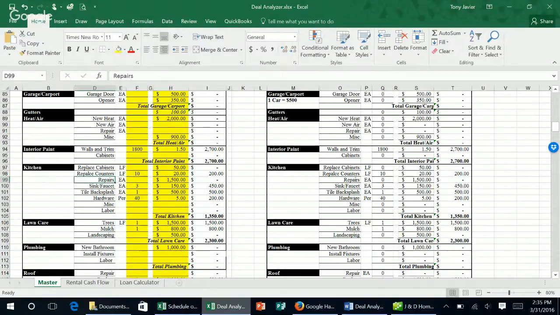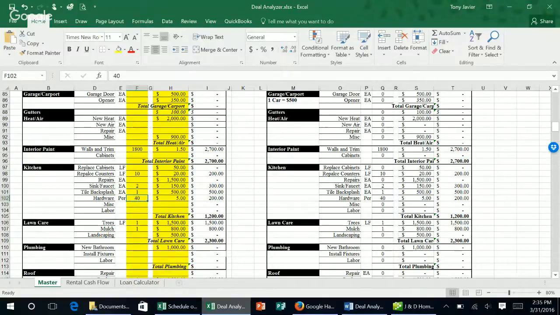Other miscellaneous repairs in the kitchen, sink and faucet. You'll probably only have two. If you have a wet bar, $150 a piece. Tile backsplash, you're going to get a bid on that. That's going to vary depending on your patterns and who installs it, how much prep work you need. So that's really probably on a bid basis.